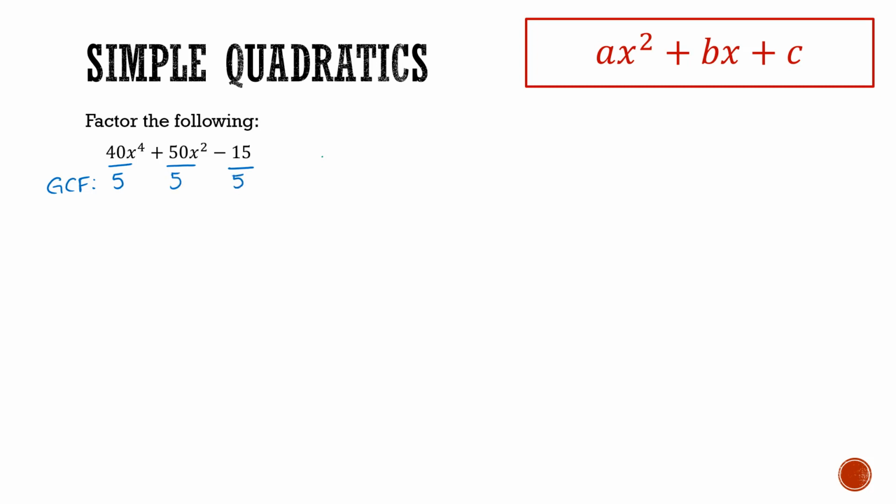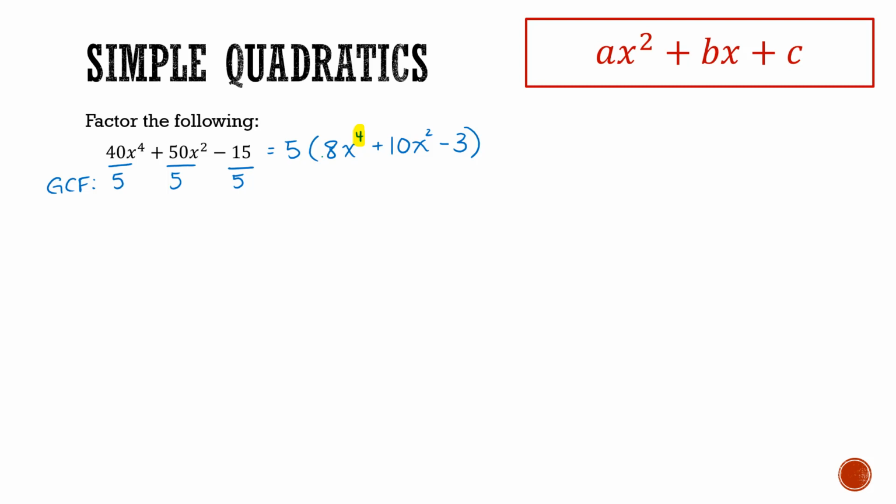So factoring out the 5, I get 5 times 40 divided by 5 leaves me 8 times x to the power of 4, plus 50 divided by 5 leaves me 10 times x squared, minus 15 divided by 5 leaves me 3. Now I've got an expression here that is a fourth order polynomial. Our largest exponent here is 4. We haven't factored anything like this yet.